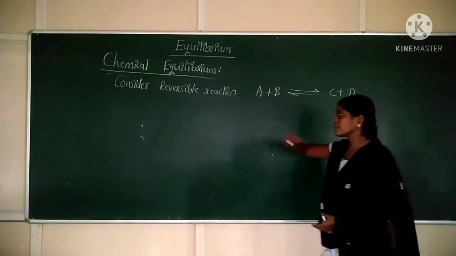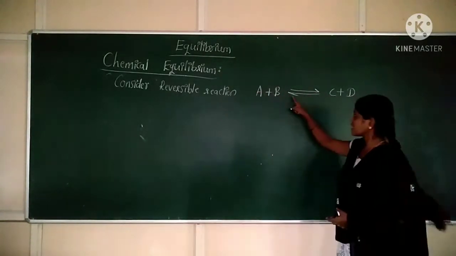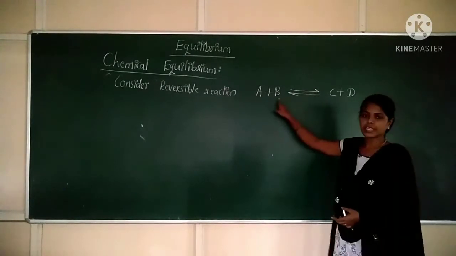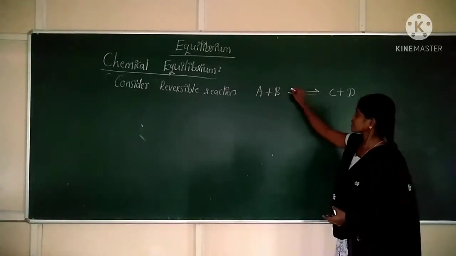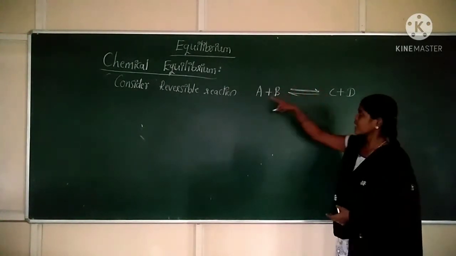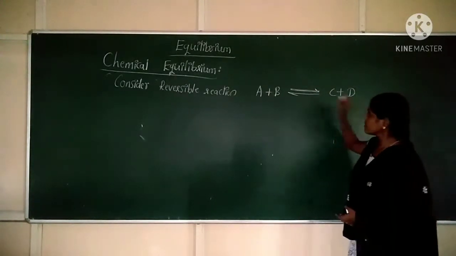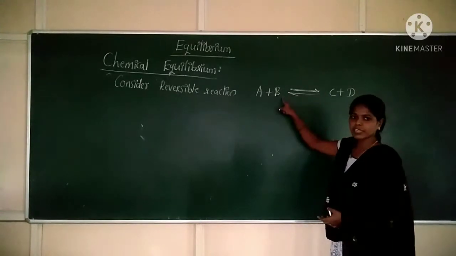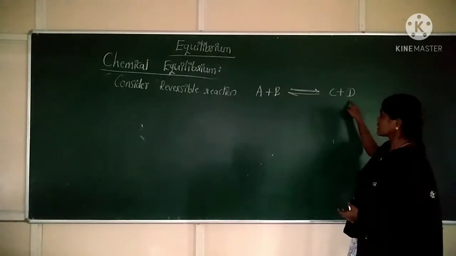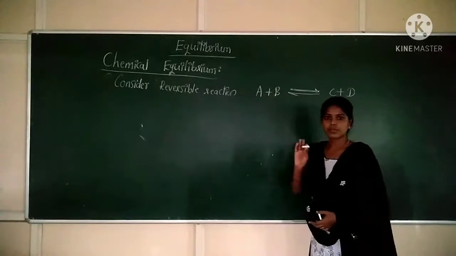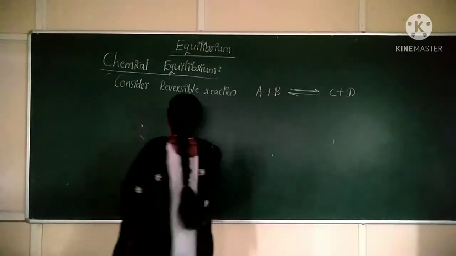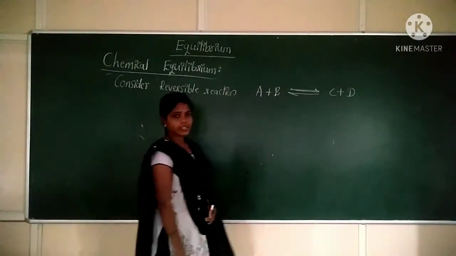Are you getting? Reversible reaction means the reaction proceeds in both directions. For the forward direction, A and B are the reactants, C and D are the products. For the backward direction, C and D are the reactants, A and B are the products. Clear? So this is a reversible reaction.